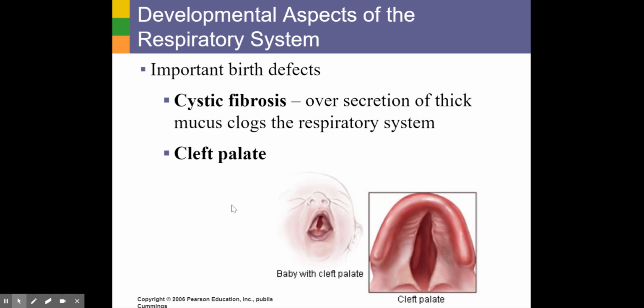And then another one is a cleft palate. So this is an opening in the hard palate and usually on the top of the mouth. Usually extends outward and involves part of the lip. And in those cases, kids don't exchange air real well because there's an opening essentially between the nasal and oral cavities.